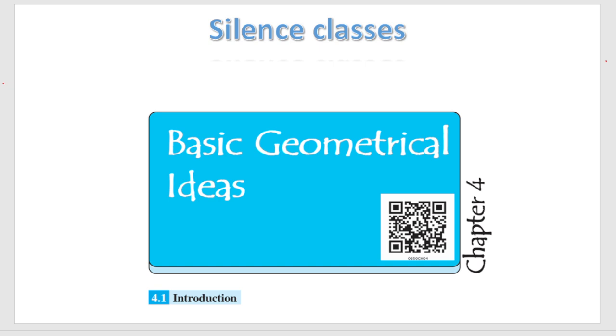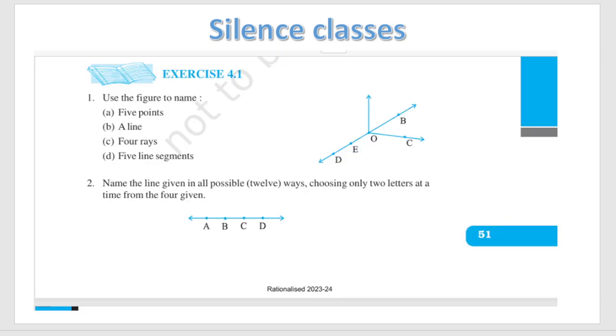Let's continue with chapter number 4, Basic Geometrical Ideas. Let's continue with exercise 4.1. So what is exercise 4.1 saying? Question number 1: using the figure to name, we have to use this particular figure.